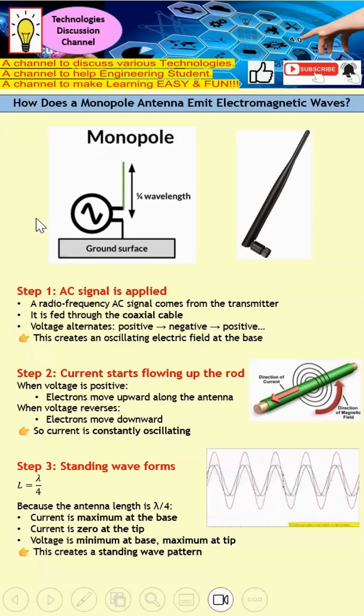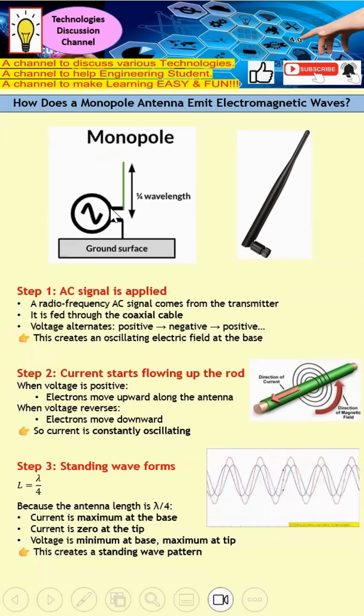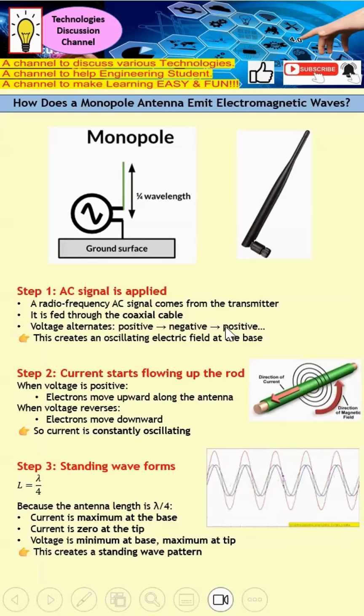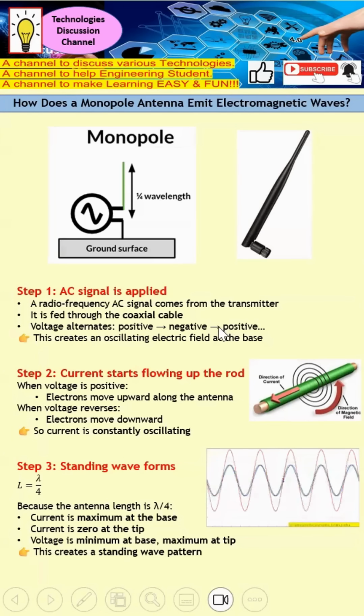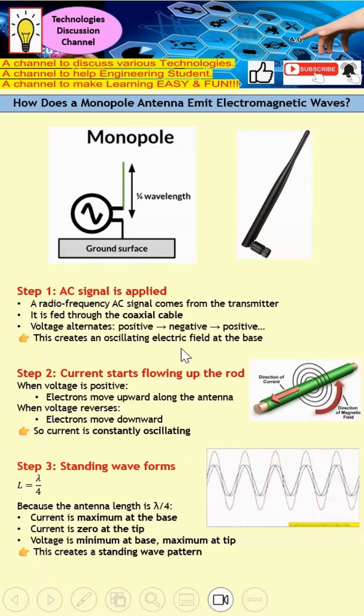How does the transmitter link to the monopole antenna? Probably through a coaxial cable. So in short, the transmitter generates the sine wave. With the generation of the sine wave, the voltage will alternate between positive, negative, positive again. And with this, you can imagine that an oscillating electric field will be generated at the base of the monopole antenna.